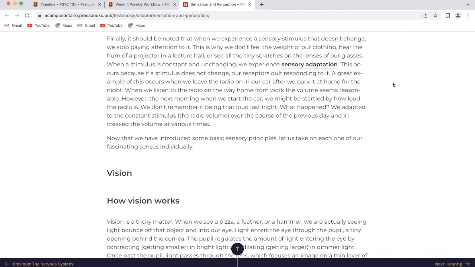Now that we have introduced some basic sensory principles, let us take on each of our fascinating senses individually.